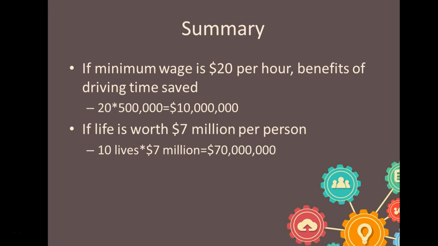In summary, when we look at the benefits of a particular project, we have to begin by saying that our minimum wage is going to be $20 per hour. So we're going to value time saved at $10 million per hour. And then we're going to say that a life, based on Viscusi's definition, is worth $7 million per person, and we save 10 million lives per year, so we're going to value that at $70 million. In the next part of this course, we're going to be putting these pieces together and finally coming up with our recommendations.